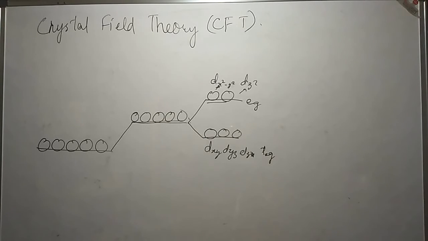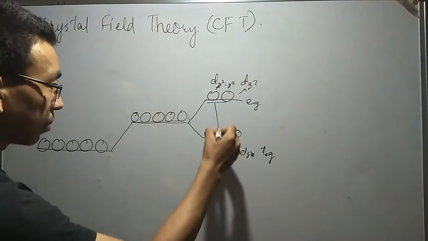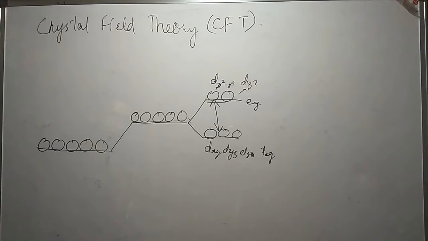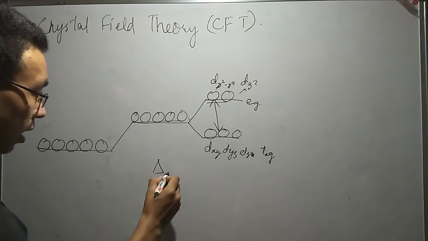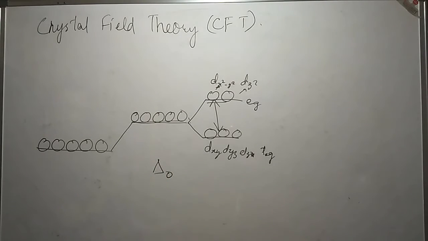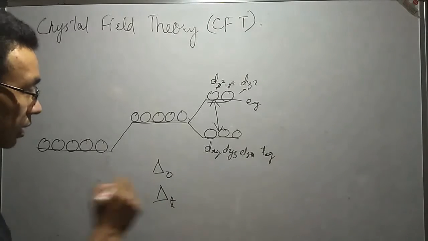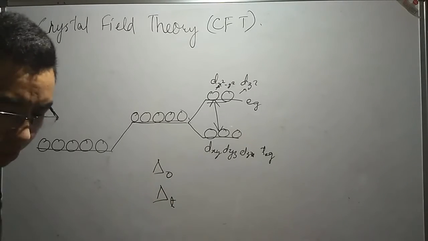Now, moving on, the energy gap between these two sets of orbitals, Eg and T2g, is called the crystal field splitting energy. For octahedral we denote it as delta O. If it is tetrahedral, we represent it by delta T. We just change the letter.